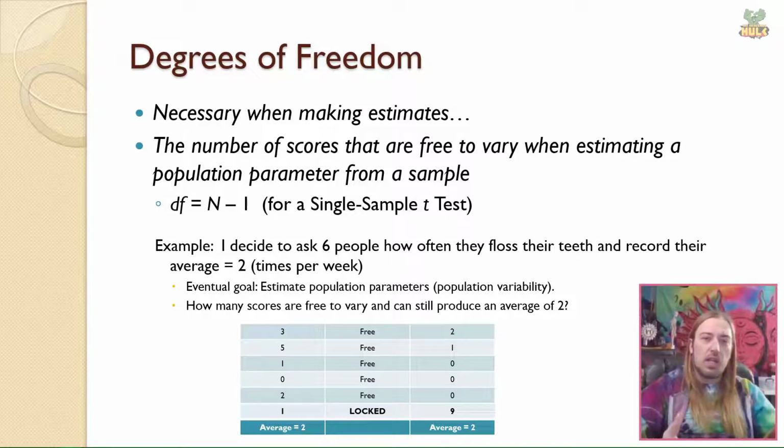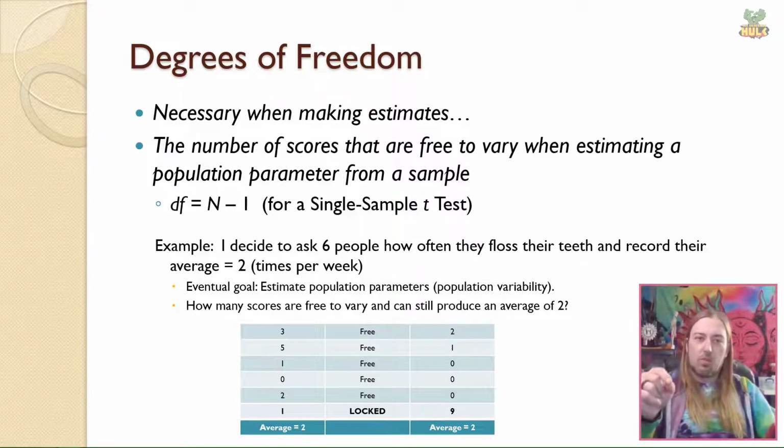So really, 5 of those scores could be anything at all. I could change them completely, right? So it could be 2, 1, 0, 0, 0. If my average is still 2, and those are my raw scores, right? Those 5 scores took on completely different values this time. They were free to vary.